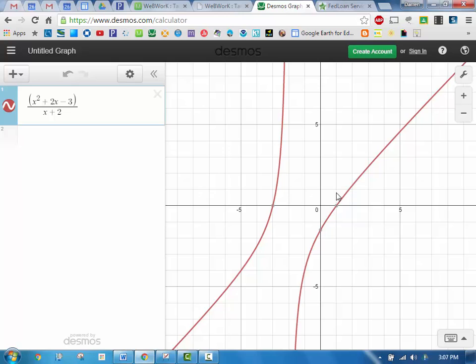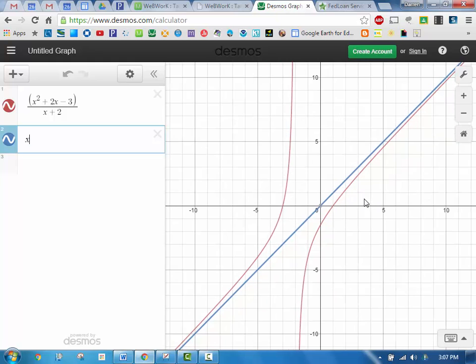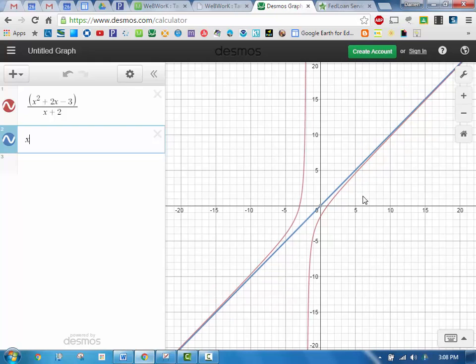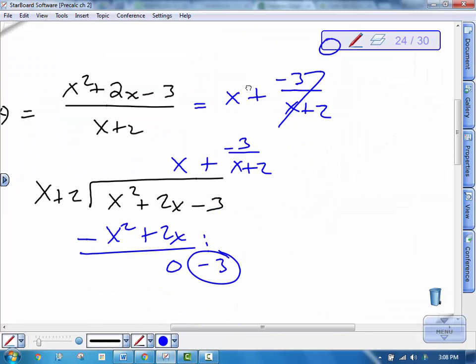So you can see how this function eventually becomes the line y equals x. In fact, I'll graph the line y equals x and show you that it approaches that line. If we scroll out, you can see it. Eventually it becomes exactly that line, pretty much. Right. So that's called an end behavior asymptote, and that happens whenever the exponent's higher in the top than the bottom. And to find it, you just do the long division and throw away the remainder, and what you have left over is the end behavior asymptote.